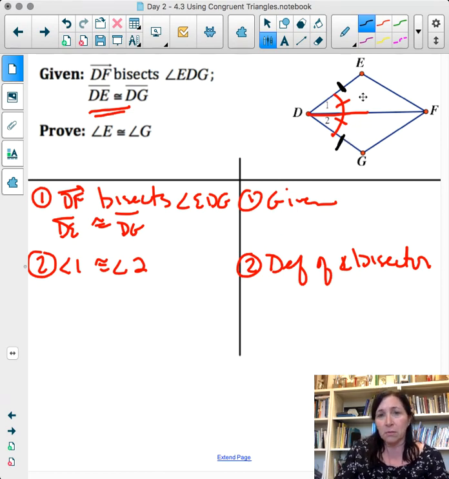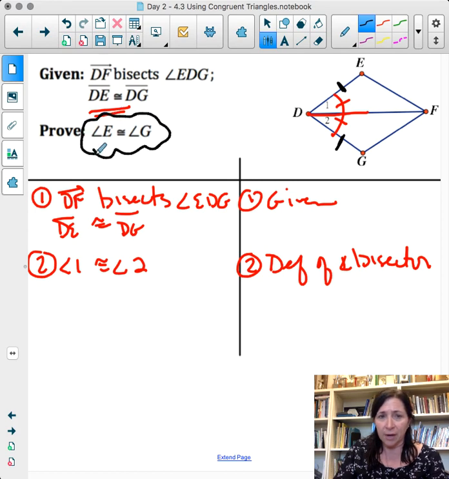Well, in order to prove a part of one triangle is congruent to a part of the other triangle, I'm trying to prove that E is congruent to G. I first have to prove that the triangles are congruent. So then I only have a side congruent to a side and an angle congruent to an angle.